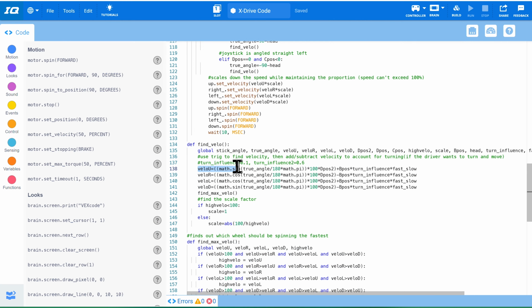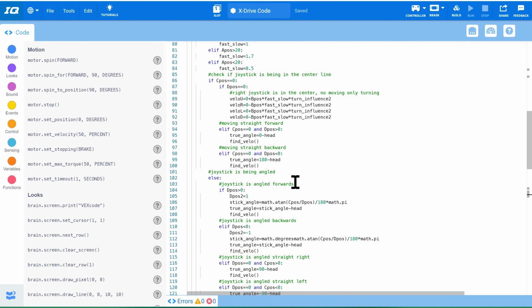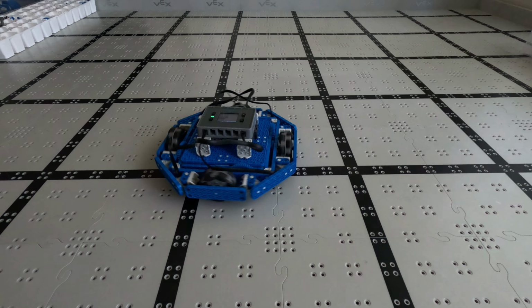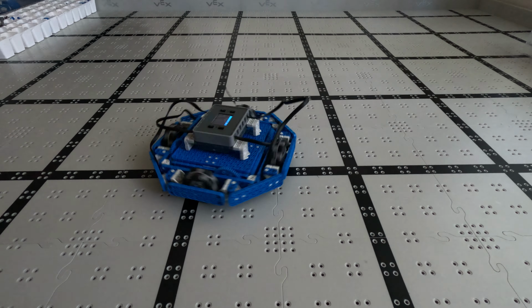After that, turning must be taken into account as well. So if the driver wants to turn while moving, we add in a slight turn influence into each wheel to make the robot turn. If the robot is turning while stationary, we can have a larger turn influence and turn faster, as we do not need to worry about moving forward.